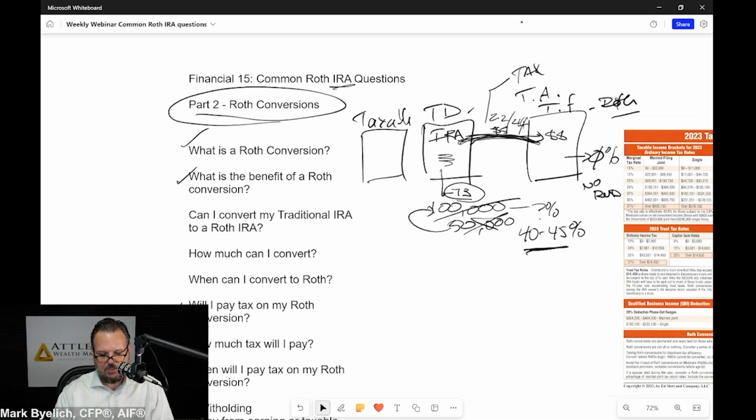You pay your tax, you choose the tax rate you're going to pay. You do that conversion. And now any distributions that come out of here are 0%. You pay no tax as long as you meet the requirements of the five-year rule. We'll talk about that later in our next video. So any distributions that come out of here are zero tax. There are no RMDs. No RMDs for you. No RMDs for your heirs, except your heirs would fall under the 10-year rule.